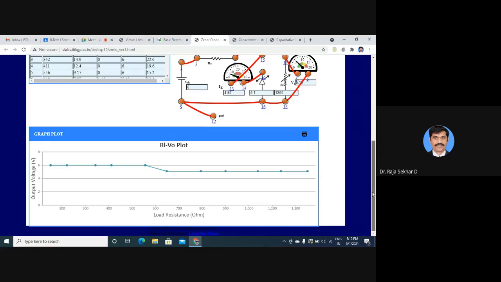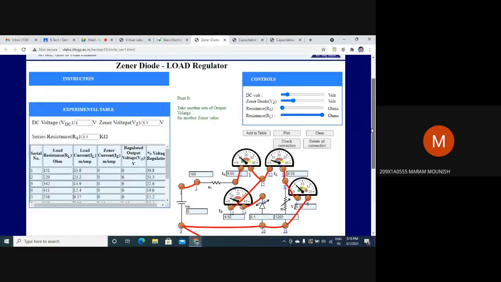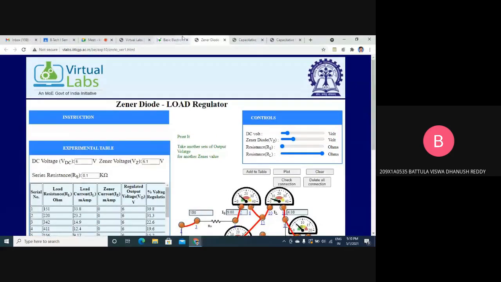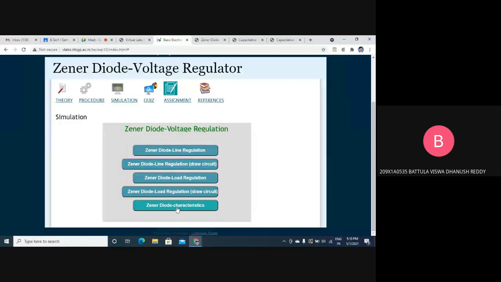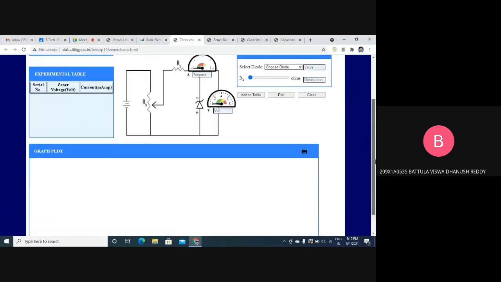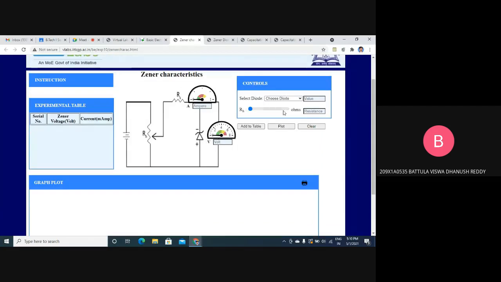Any doubt in this? Yes, students. No, sir. Any doubt in this? No, sir. Okay. Similarly, go for the Zener diode characteristics. Directly he has given the demo here.